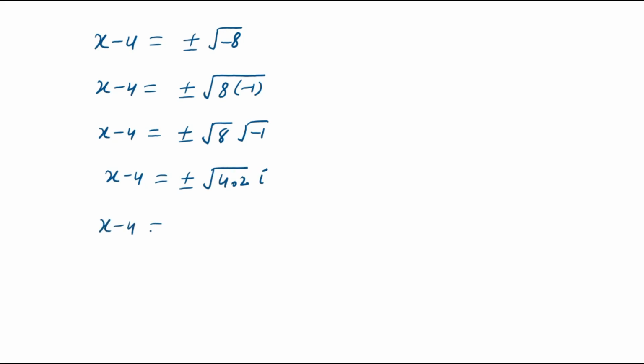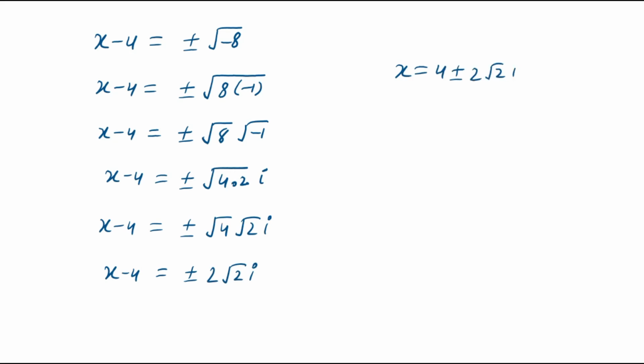So x − 4 = ± square root of 4 times square root of 2 times iota. The square root of 4 is 2, so x − 4 = ± 2 times square root of 2 iota. Then the value of x is 4 ± 2√2 iota. Here we have the first solution, x1 = 4 + 2√2 iota, and the second solution, x2 = 4 − 2√2 iota.